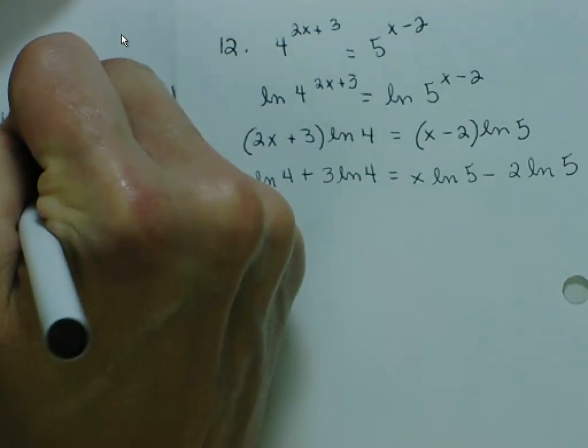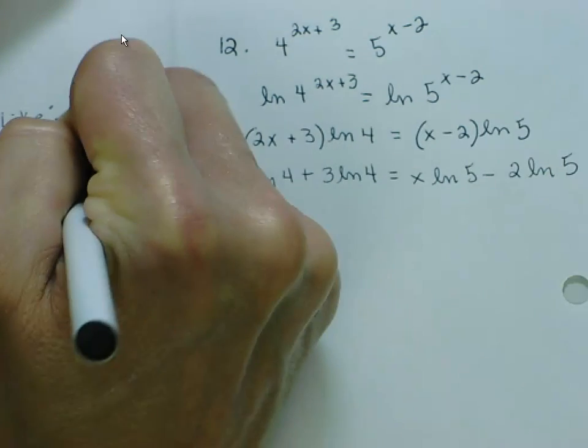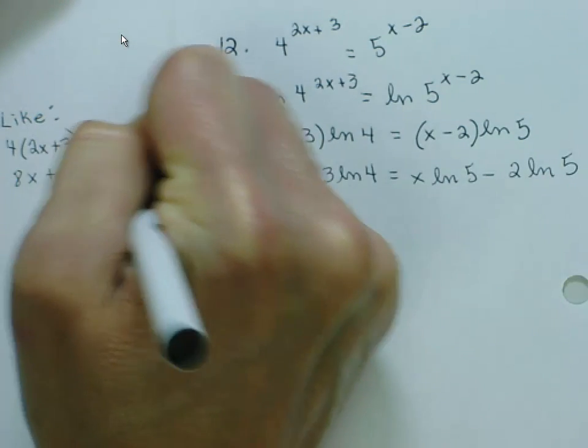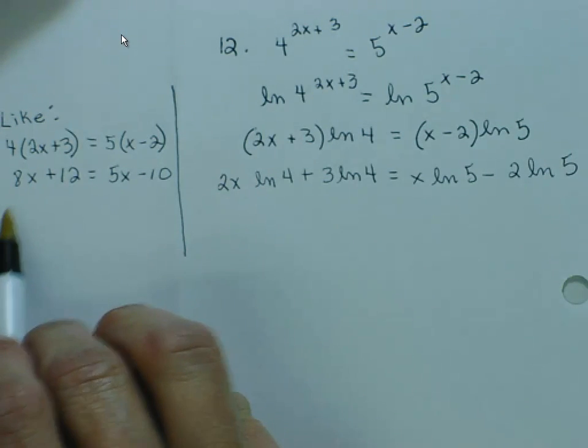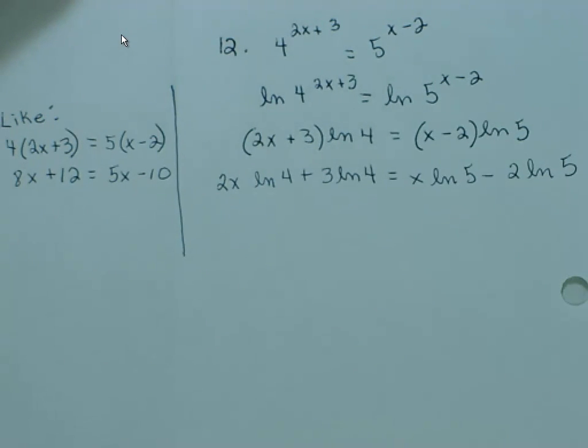That's what I would do over here on this simpler problem. I would say now I have to get all the terms with an x on one side and all the terms without an x on the other. So that's exactly what I do here.